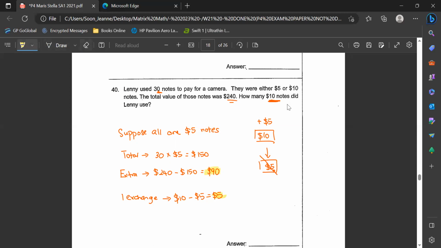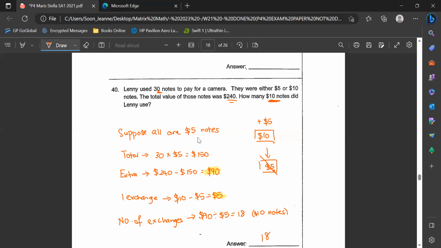So how many times can I do the exchange? The number of exchanges. One exchange is $5 more, right? How many exchanges will give me $90 more? I take 90 divided by 5. My answer is 18 exchanges. The number of exchanges will be the number of $10 notes, because you're exchanging for the other notes. So 18 $10 notes. So your answer is 18. All right, children?